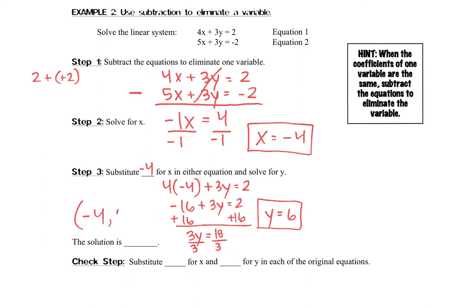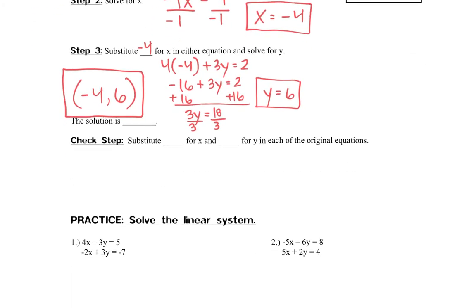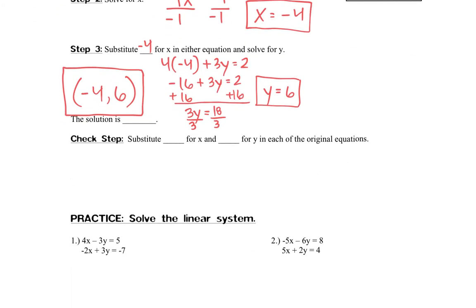It's -4, 6. And again, I'm going to do a quick little check step here to make sure that I got the right thing. You are not required to do a check step, but it's a good way to just really quickly know that you got the right answer. All right, so I think x is -4, and I think y is 6. So here I'd have -16 plus 18, which is positive 2, so that one worked.